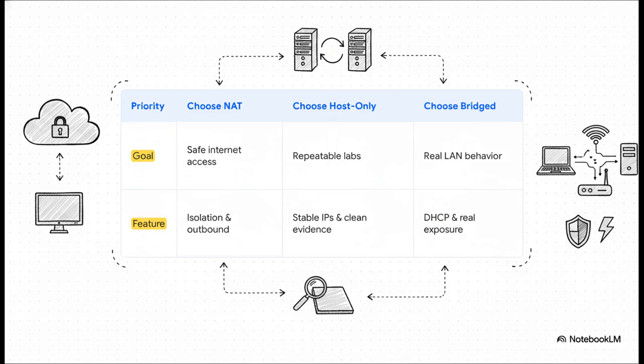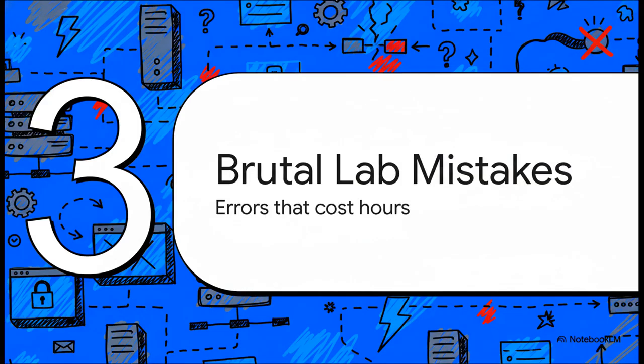So, how do you choose? Well, it just comes down to your goal. If you just need to get updates for a single VM, NAT is your friend. If you're doing a classic attacker versus target lab and you need clean, repeatable results, it's host-only almost every time. And you should only really use bridged mode if you specifically need to test how a machine acts on a real, messy local network.